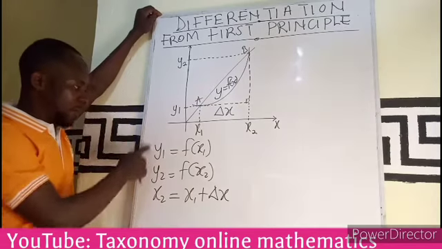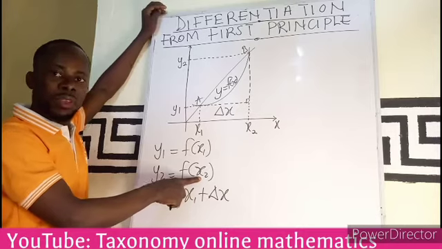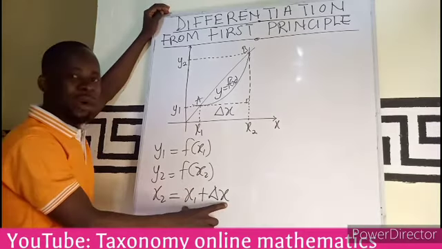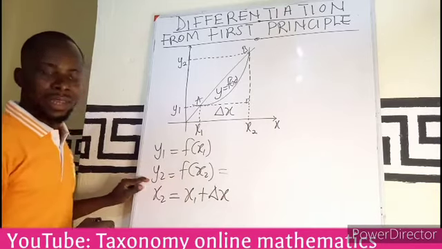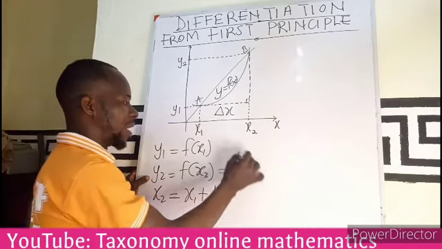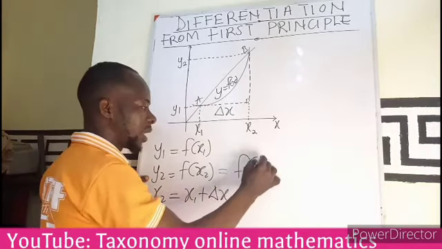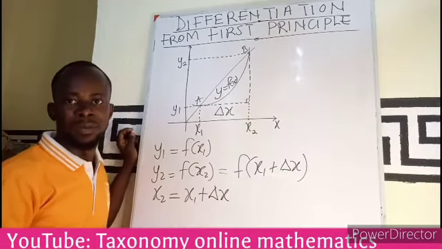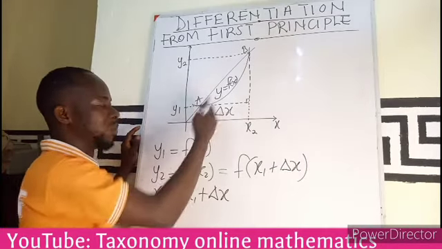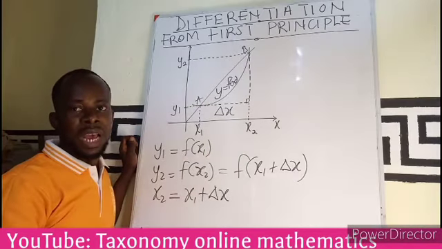Okay. So if I want to represent all this, you will see that the x2 is also here, which can be extended in a way to have my function of x2, which is f of x1 plus the small change on the x-axis. So these are the values that we get from the function of the curve.